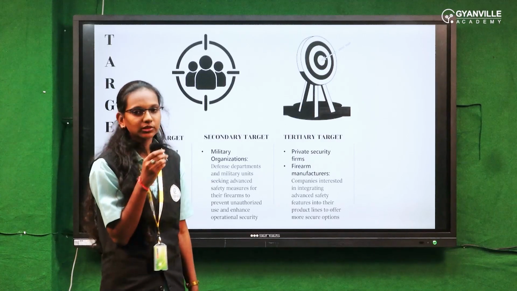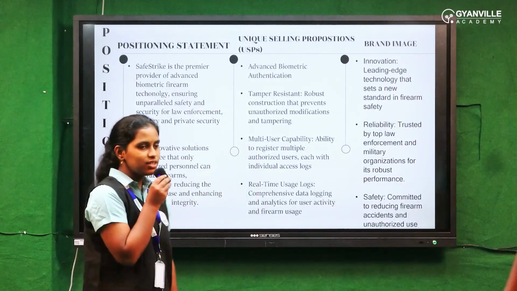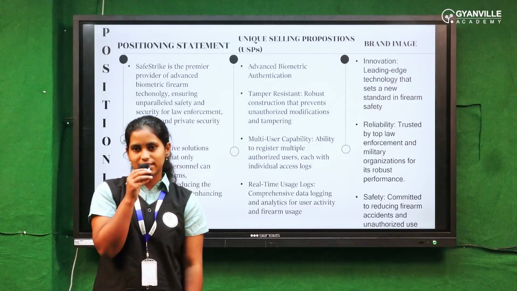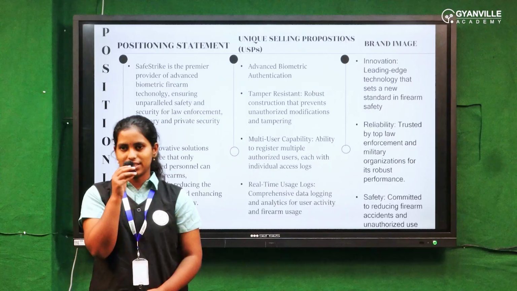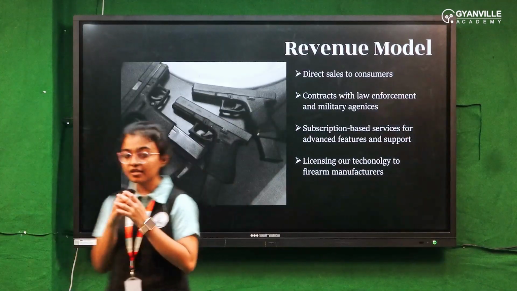Let's come to the third one, positioning. Our innovative solution guarantees that only authorized personnel are given access to the firearms, thereby preventing misuse and enhancing operational integrity. So here comes the revenue model.